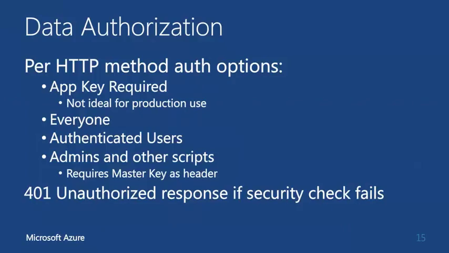The next one is authenticated users. We already talked a little bit about integration with identity providers like Facebook, Google ID, Twitter, and Microsoft account, for example. If we use this authenticated user level, then our user should pass an authentication check against one of these providers. And the last one is admins and other scripts. We need to provide the master key to pass this authentication level, or we need to call this method directly from other scripts inside our Azure Mobile Services. In all other cases, we will obtain an unauthorized response.